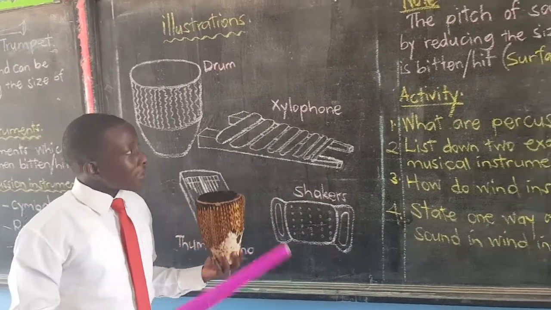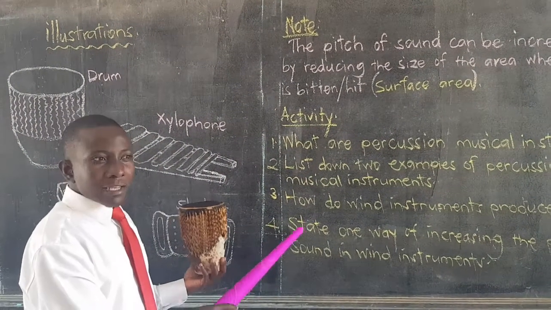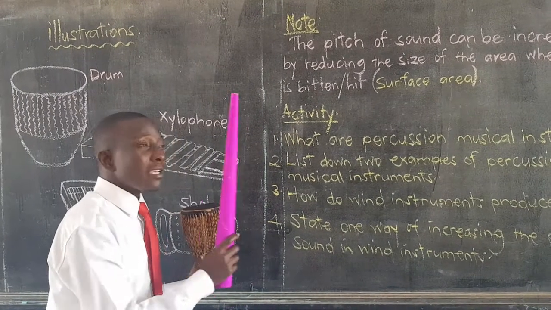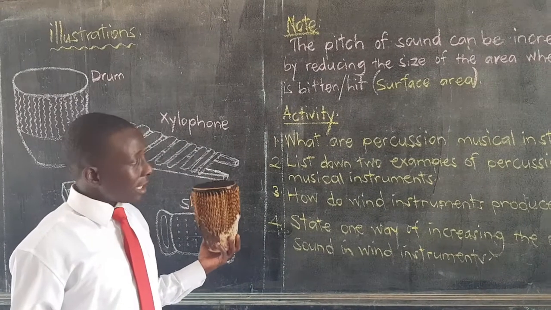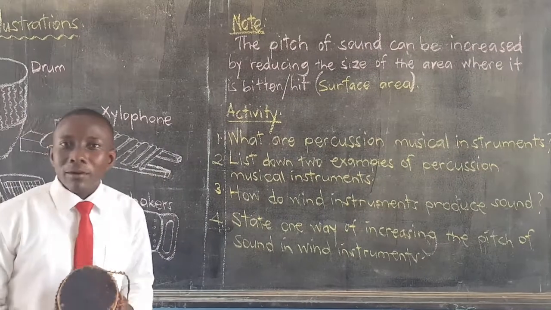Okay? I have an activity for you. There are only 4 numbers. I always tell you, you must write these numbers in your books and answer correctly, because I'm going to mark that work. Okay? There are only 4 numbers, so make sure you answer them correctly.